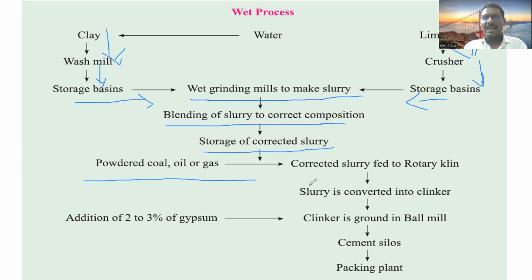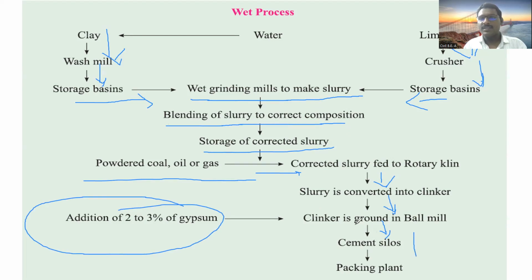Powdered coal, oil and gas is then mixed, and the corrected slurry goes into the rotary kiln. In the rotary kiln, the slurry is converted into clinker, and the clinker is ground in the ball mill. After the clinker, gypsum is added, 2 to 3%, and then the cement goes to the cement silos. We store the cement in the silos, and after that we pack the cement in bags. Generally we make 50 kg bags of cement and dispatch them to the required sites for making concrete. So this is the wet process of manufacturing of cement.